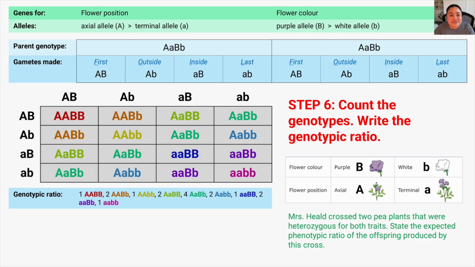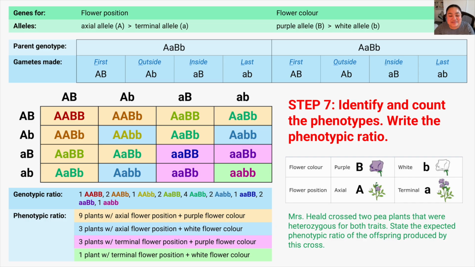Step 6. Count the genotypes so that you can write the genotypic ratio. I've used colors here to make all of the genotypes easier to see, and therefore easier to count, and therefore easier to write. And finally, the last step, step 7. Identify the phenotypes, count them so that you can write the phenotypic ratio. I've used colors here too to make all of the phenotypes easier to see, and therefore easier to count, and therefore easier to write. So going back to our original question, state the expected phenotypic ratio of the offspring produced by this cross. And here is our final answer.